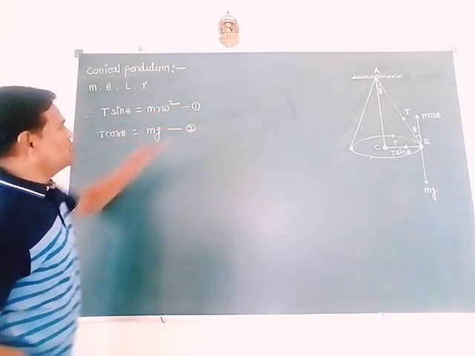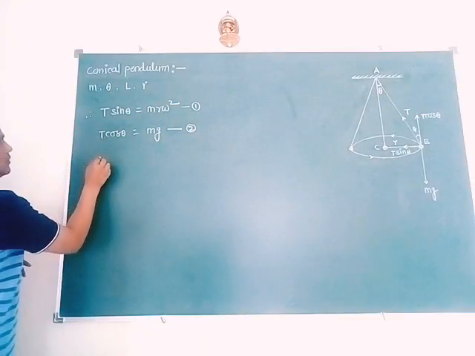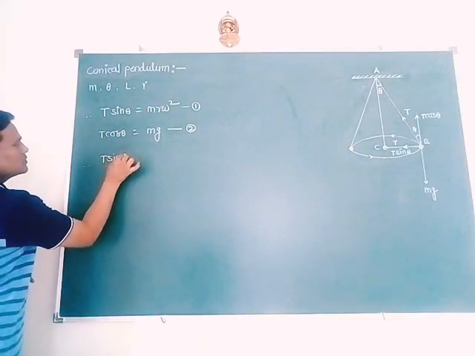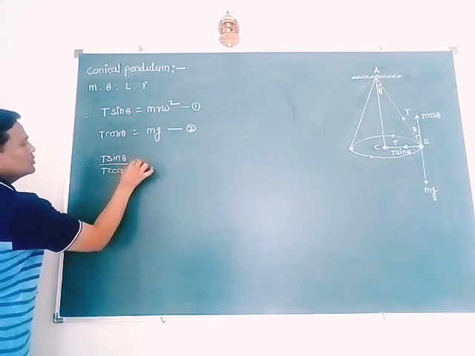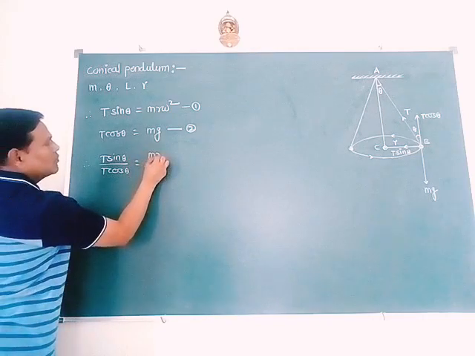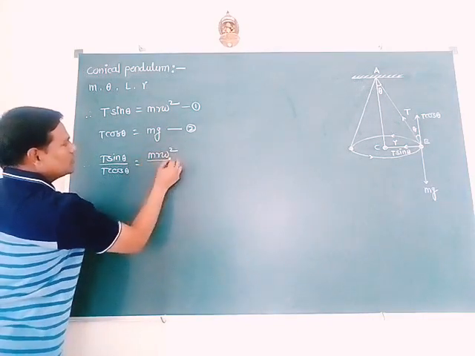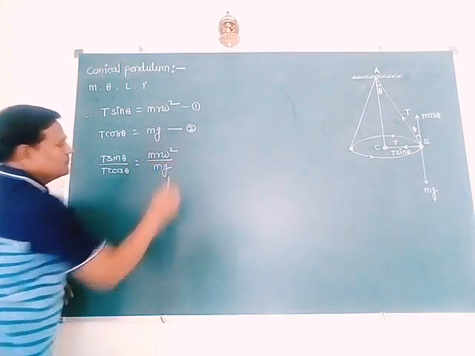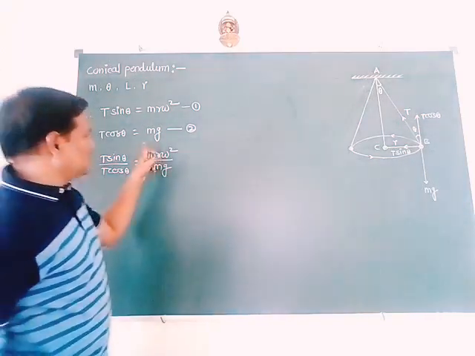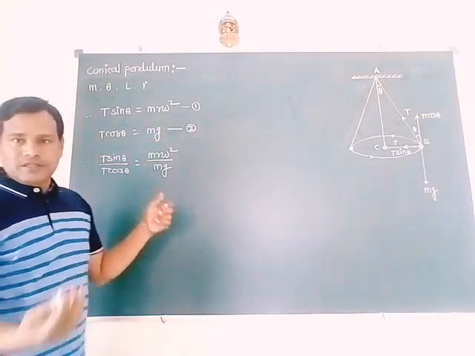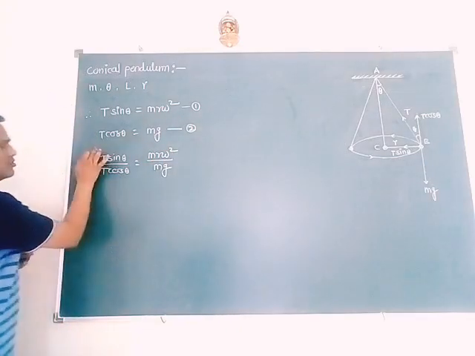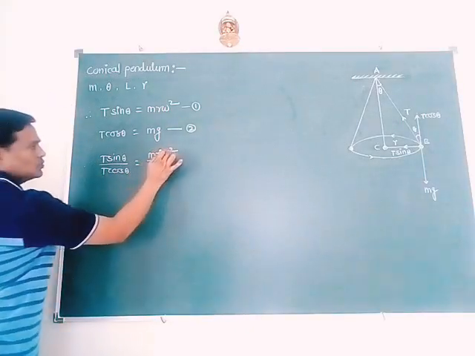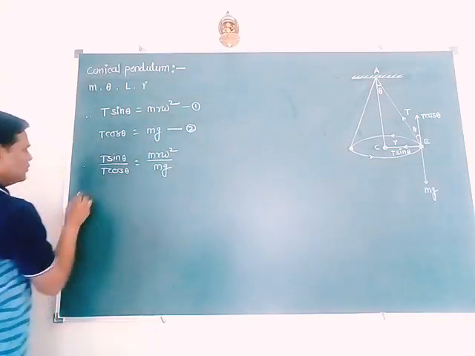Divide equation 1 by 2. We can write t sin theta divided by t cos theta equal to m r omega square divided by mg. On the right side there are similar terms, mass gets cancelled, and on the left side t gets cancelled. So using this relation we can write the expression for omega square.